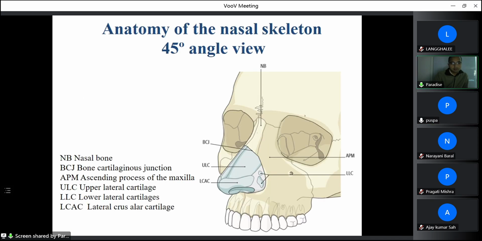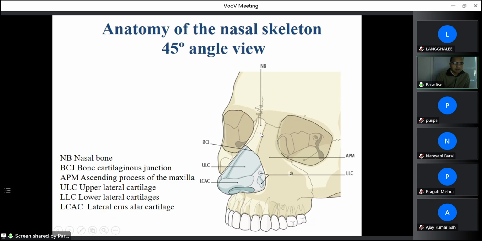Nasal bone fracture. If you see the anatomy of the nasal skeleton at a 45-degree angle view, this is the nasal bone. It is present in a pair. It is the most commonly fractured bone in the maxillofacial region. For the diagnosis of nasal bone fracture, either you have to do a CT scan or you can take a lateral skull view. You can diagnose whether the nasal bone is fractured or not.